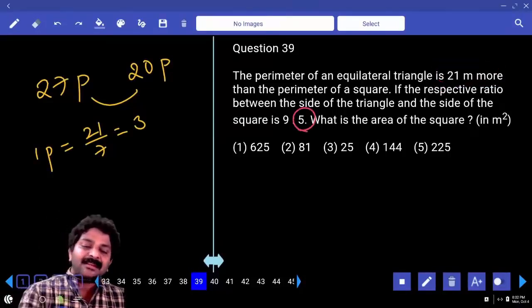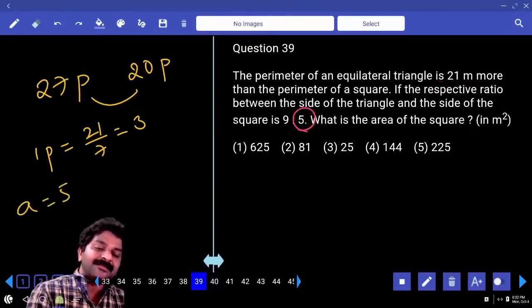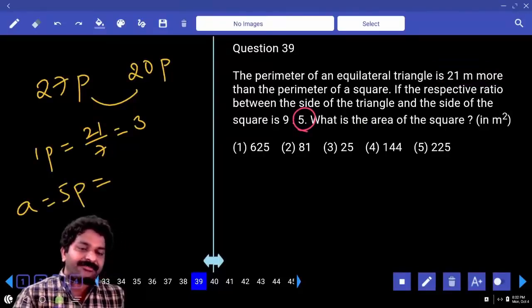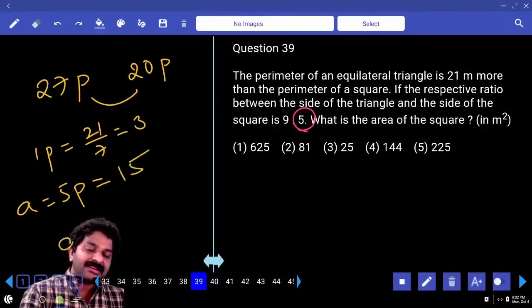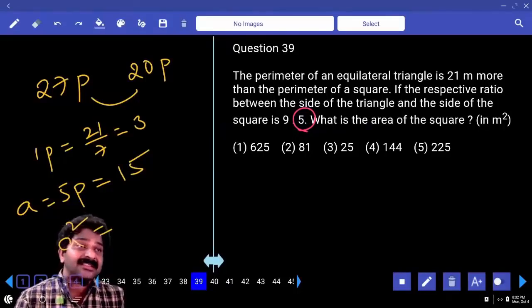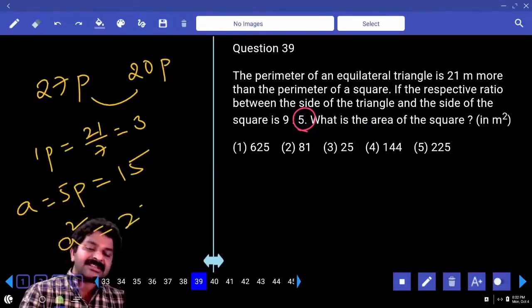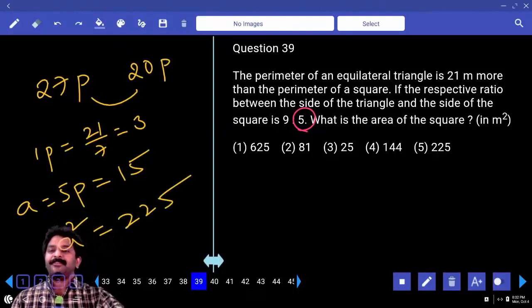What is the area of the square? Side of the square, how many parts? Where 1 part is equal to 3. 5 parts in the sense? 15. Side is 15, area of the square is 15 square. 225, fifth option.